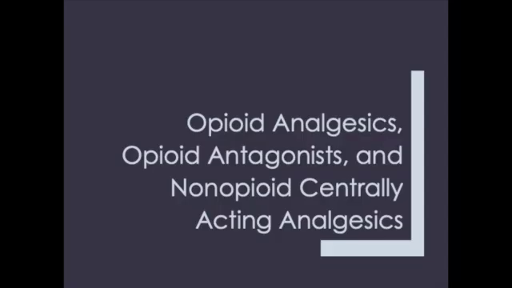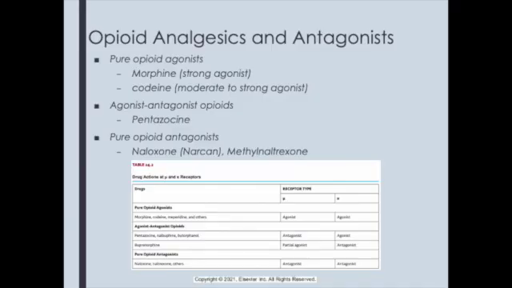We're going to move on and talk about the opioid analgesics, antagonists, and the non-opioid centrally acting analgesics. What is a pure opioid agonist? The pure agonist will actually activate the mu receptors and the kappa receptors. When it does this, the pure agonist can actually produce analgesia, euphoria, sedation, and respiratory depression, can also cause physical dependence, constipation, and other effects as well. The pure agonist can be divided into two different groups: the strong opioid agonist and the moderate to strong opioid agonist. Let's talk about morphine. This is a prototype of the strong agonist. Codeine is a prototype of a moderate to strong agonist.